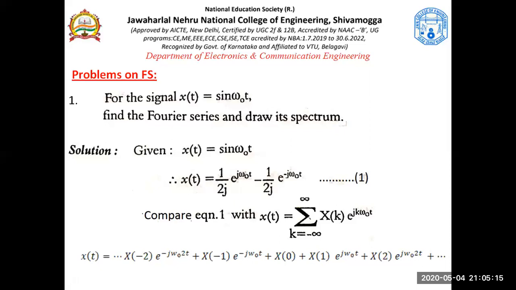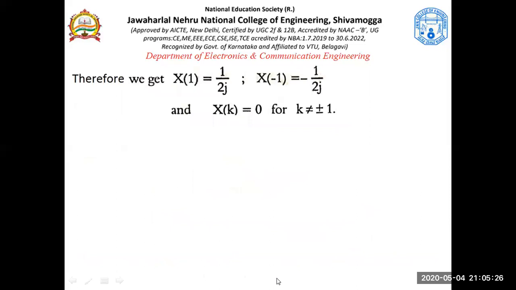Everybody understand? So there are two coefficients, one is X of 1 and the other is X of minus 1. That needs to be extracted here. Observe that k has values plus 1 and minus 1. So comparing, we get the coefficient X of 1, which is 1 by 2j, and another coefficient X of minus 1, which is minus 1 by 2j. Except for these two, all other coefficients are 0. That means except for plus or minus 1, the rest of the X of k's are zeros, so you have only two components, the X of 1 component and the X of minus 1 component.